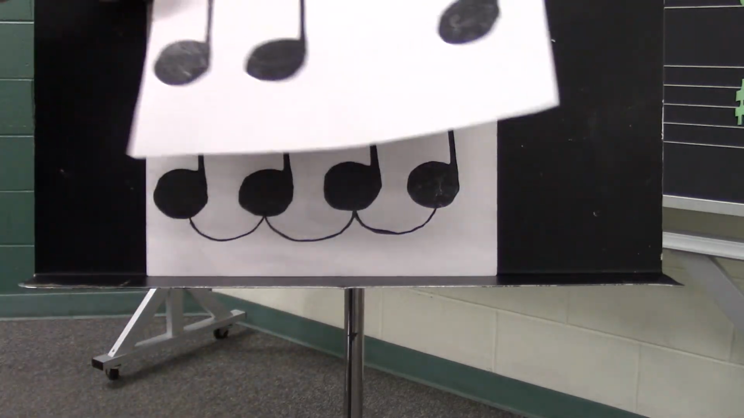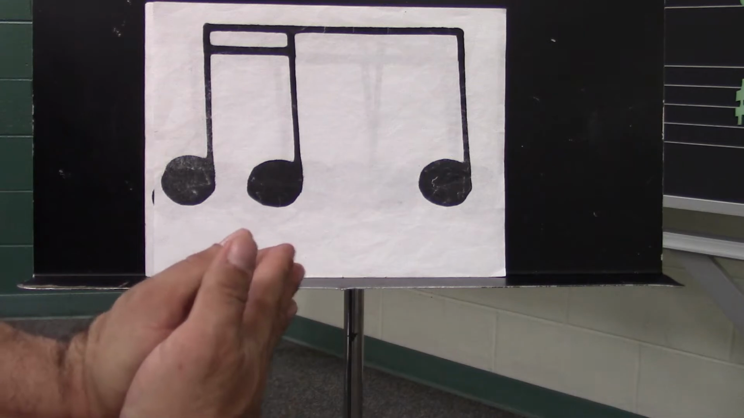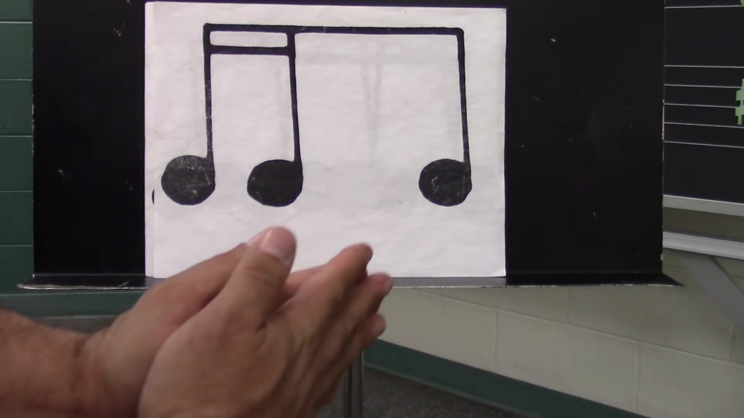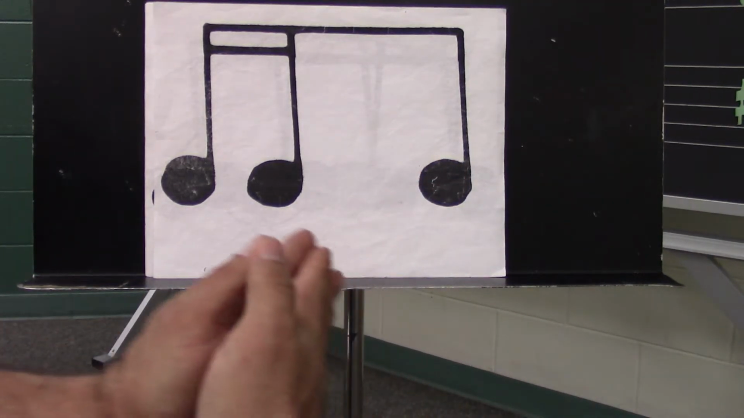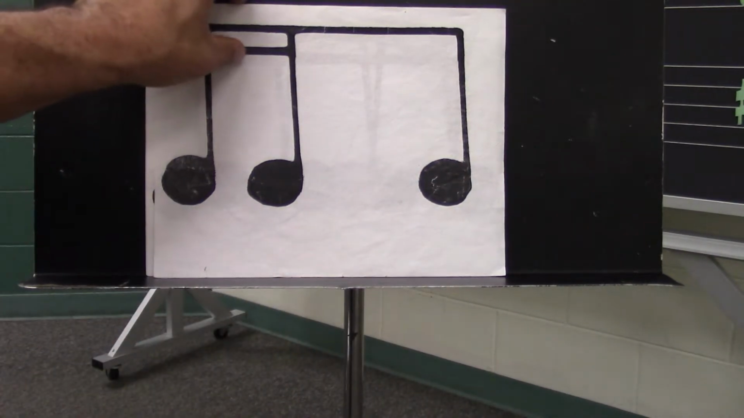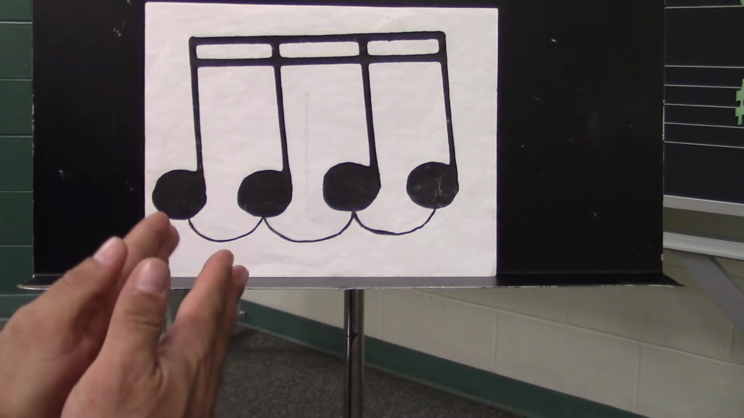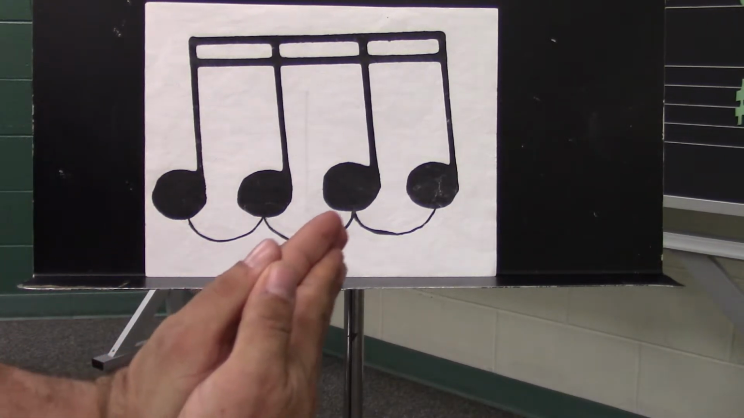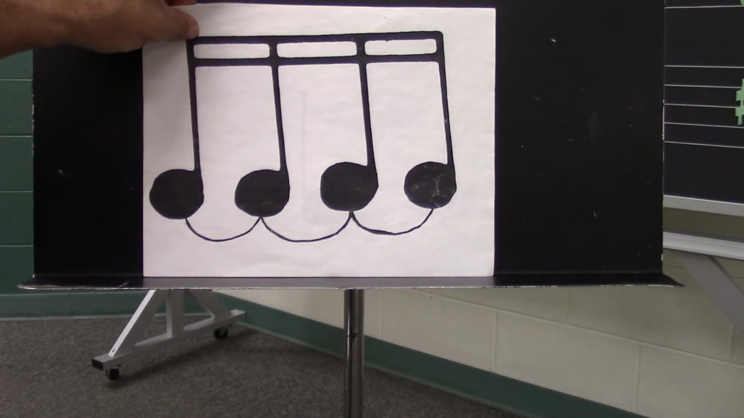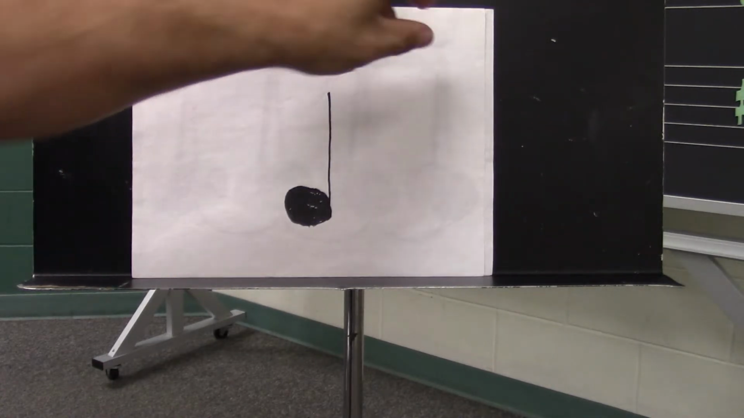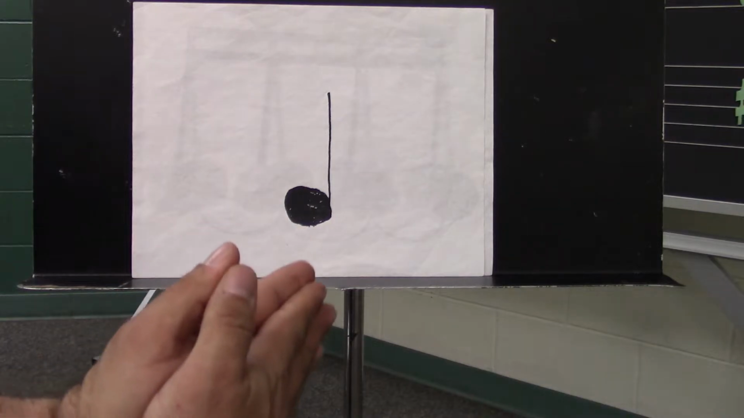Let's do this. Ready? Go. One, and. Let's go backwards. Ready? Go. One, and. Ready? Go. 1 E and. What's the equivalent? Quarter note. Ready? Go. 1 E and.